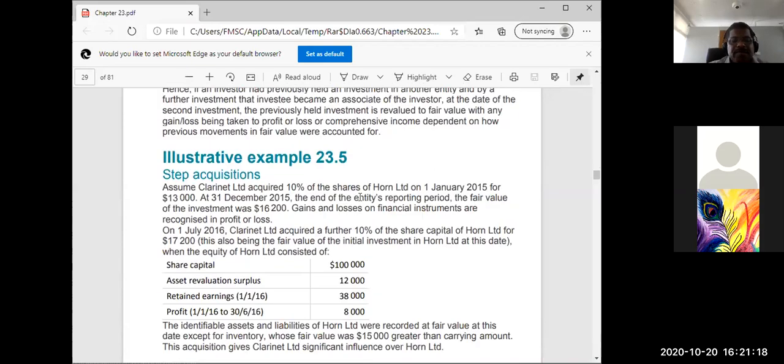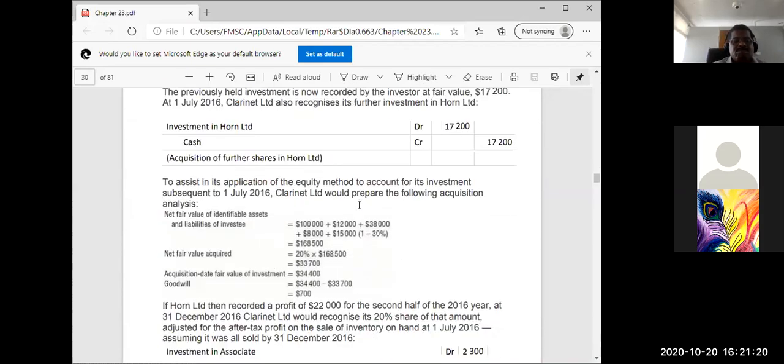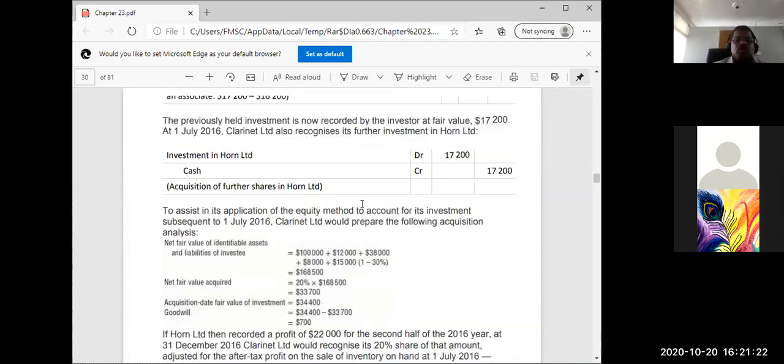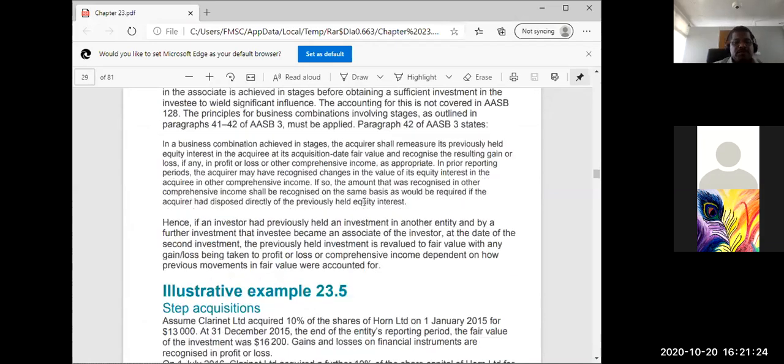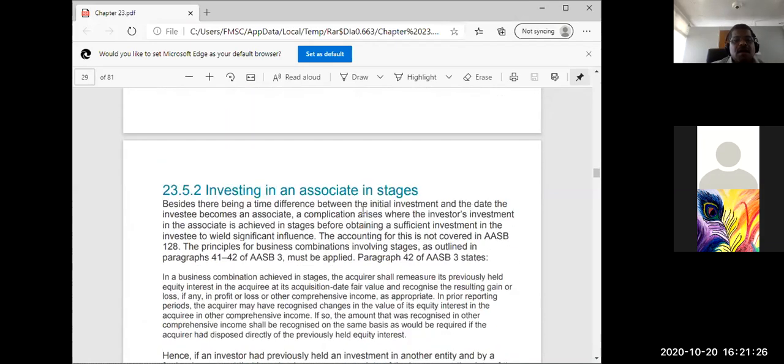What shall we do? Yes, we will do this and finish it off from this. Investing in an associate in stages. You know the meaning of associates.